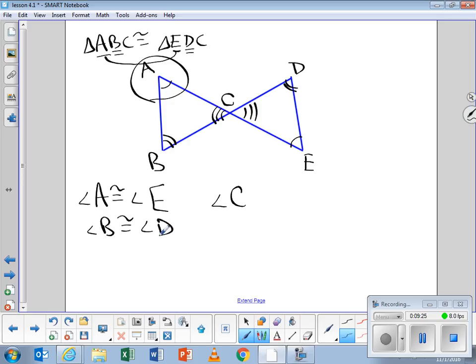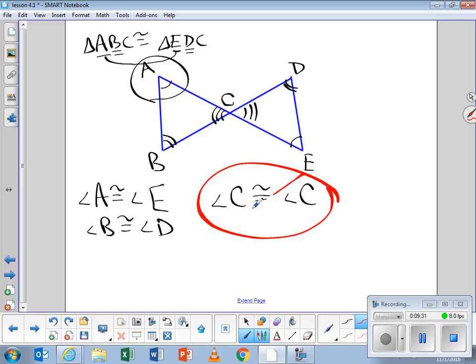But we can't say angle C is congruent to angle C. We can't do that. And that's because there's too much going on at angle C. So if we say angle ACB, see that? Then what do I say that's congruent to? ACB.